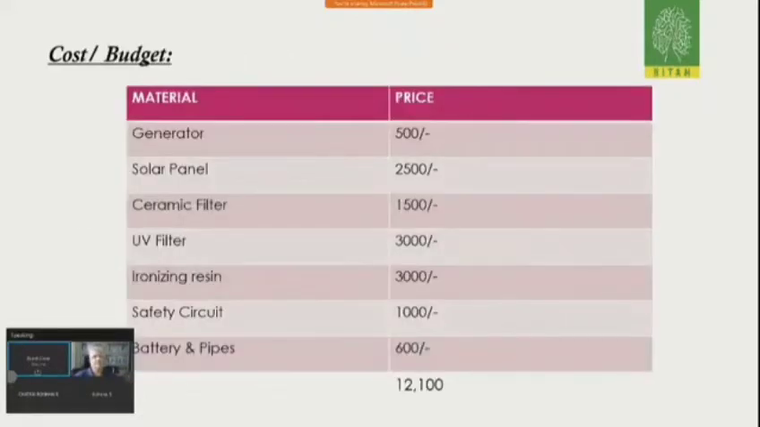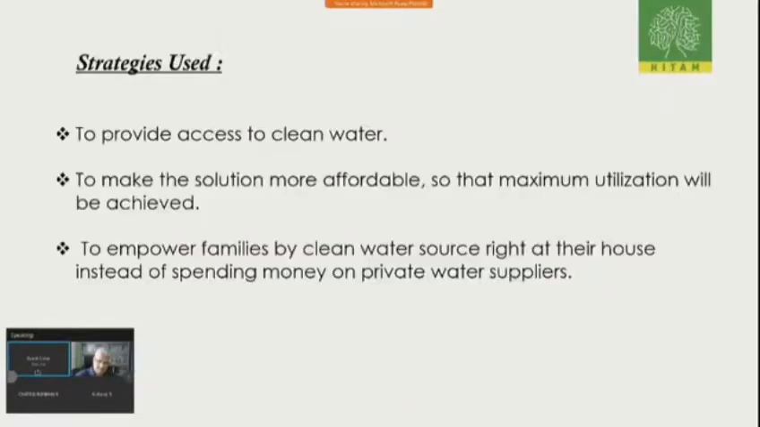This is the cost and budget of our project. The generator costs 500, solar panel 2,500, ceramic filter 1,500, UV filter 3,000. The overall cost is nearly 12,000. Here are the strategies used to provide access to clean water, to make the solution affordable, and to achieve maximum filtration. It empowers families with a clean water source right at their homes instead of spending money on private water suppliers.